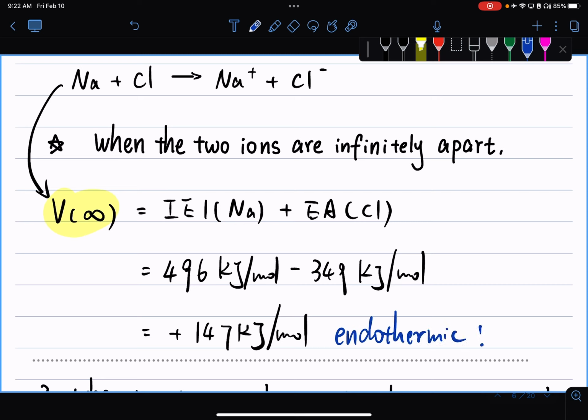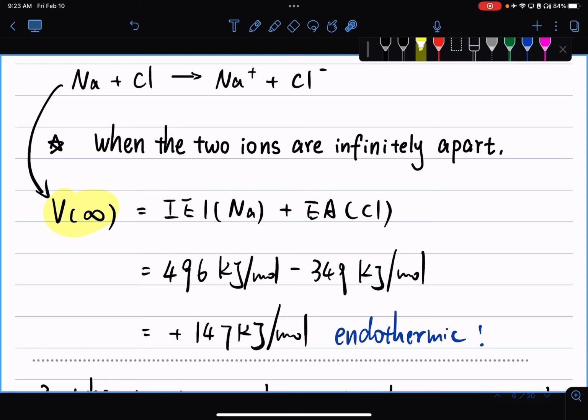All right, so this is a little bit counterintuitive. Even if sodium loses an electron to reach the noble gas configuration, and chlorine gains an electron to reach the noble gas configuration, when these two charged particles are infinitely apart, it still requires energy to form these two ions. So what makes an ionic bond?